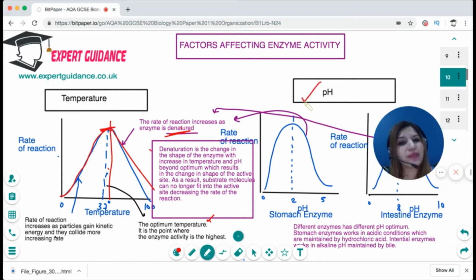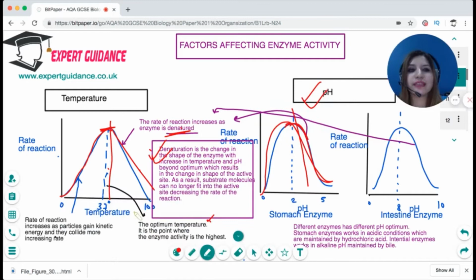The same effect happens with the pH. As you increase the pH, it increases the rate of reaction up to the optimum, and after that it drops. It doesn't drop as suddenly as with temperature, so we make a bell-shaped curve, and then it drops again. Why? There's denaturation because the shape of the enzyme changes.